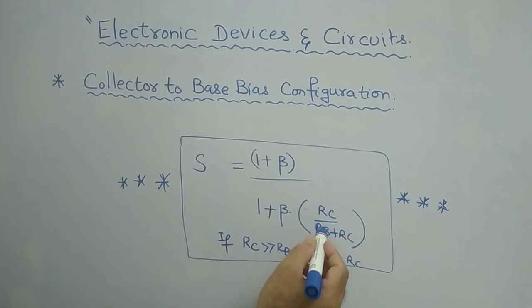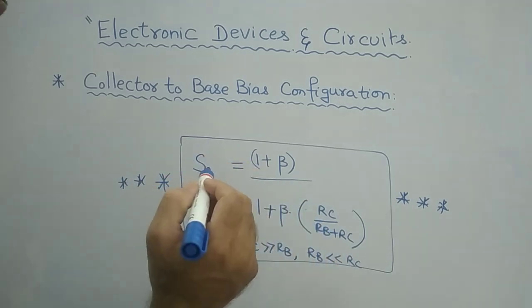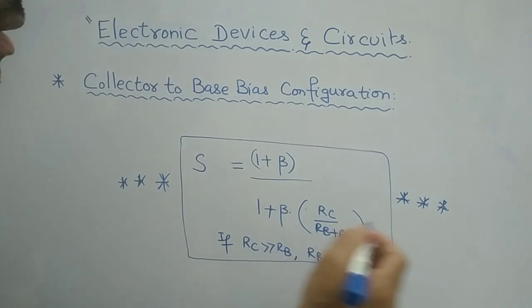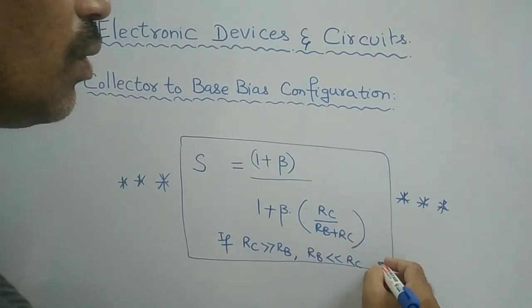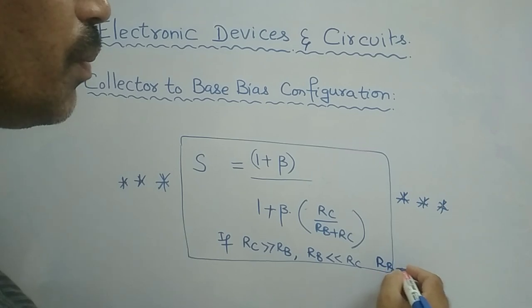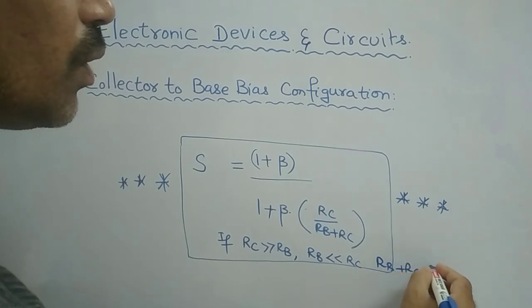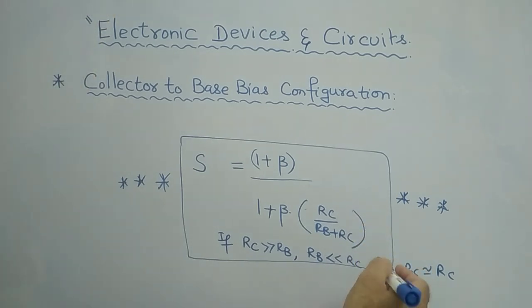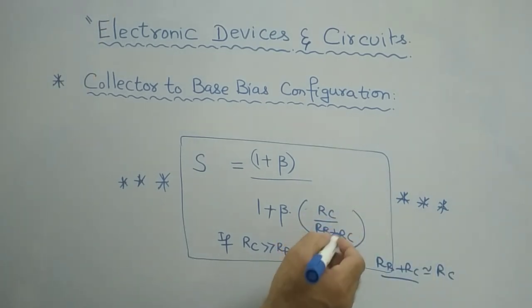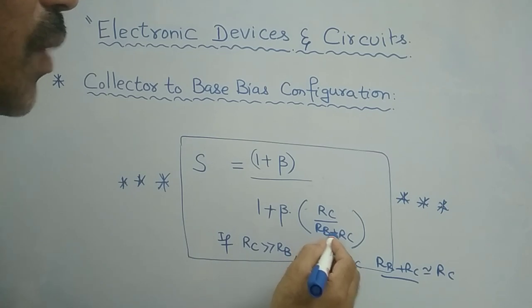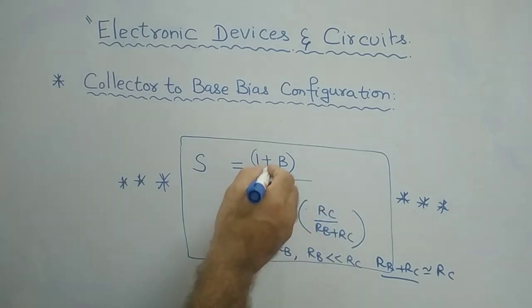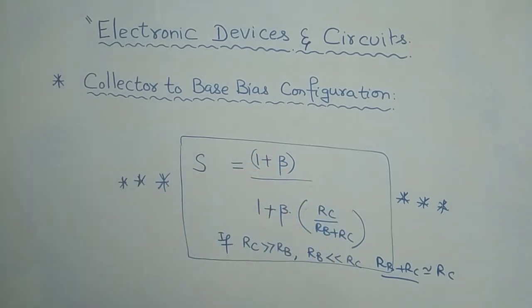So, assume that the base resistance RB is very, very small compared to RC. Then RB plus RC is approximately equal to RC, because RB is very, very small. Therefore, in place of RB plus RC, if you put RC, then this RC will cancel out. Then what you will get is 1 plus beta by 1 plus beta.